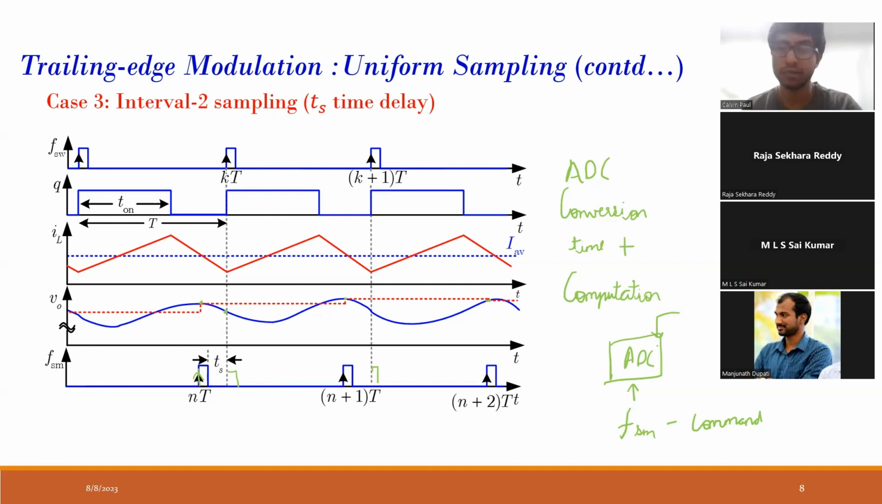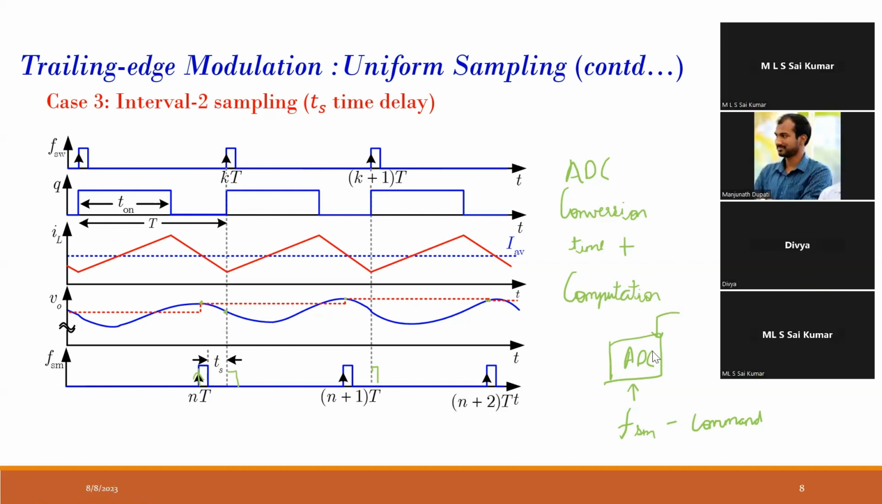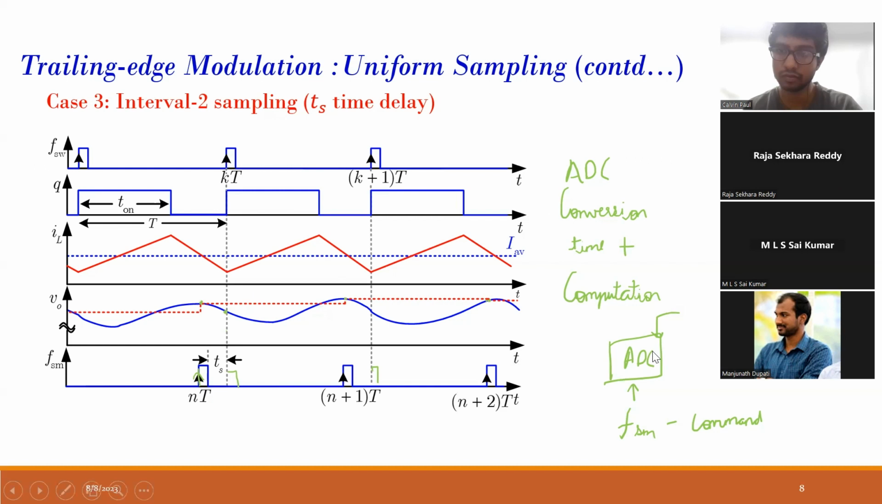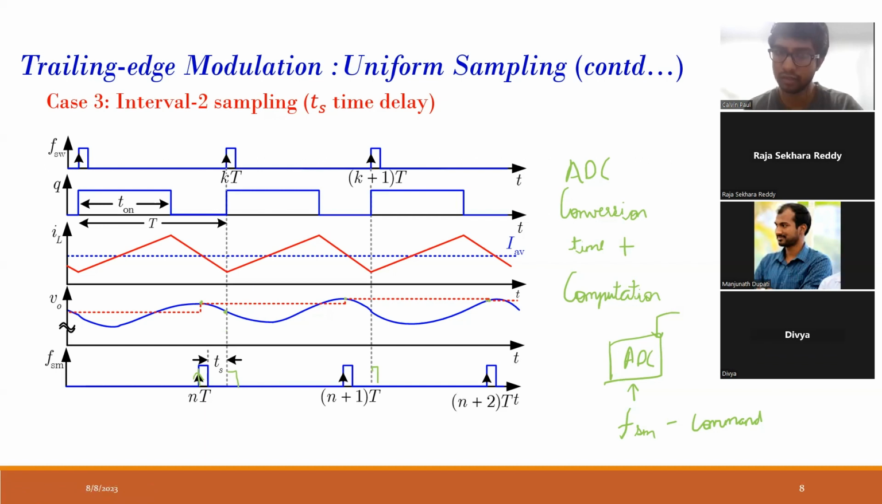Any other queries? So actually, this digital V naught, the one in red, should come only after TS, right? Yes, it should come only after TS. You are correct. Over here, we are just showing it to give you an understanding of the value.